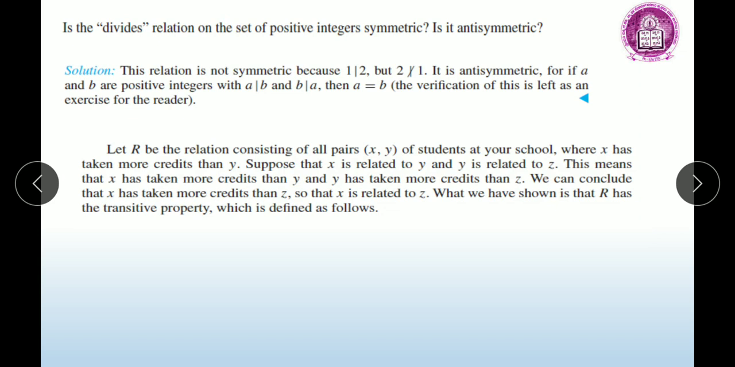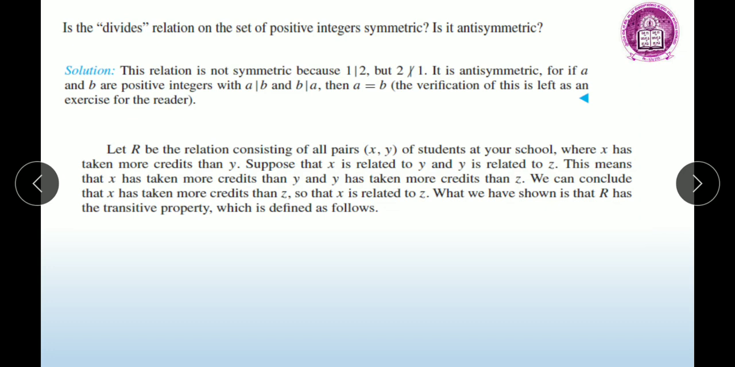Okay, now let us discuss transitive relations. Let R be the relation consisting of all pairs X, Y of students at your school where X has taken more credits than Y. Suppose that X is related to Y and Y is related to Z. This means X has taken more credits than Y and Y has taken more credits than Z. So definitely we can conclude that X has taken more credits than Z, so that X is related to Z under this relation.